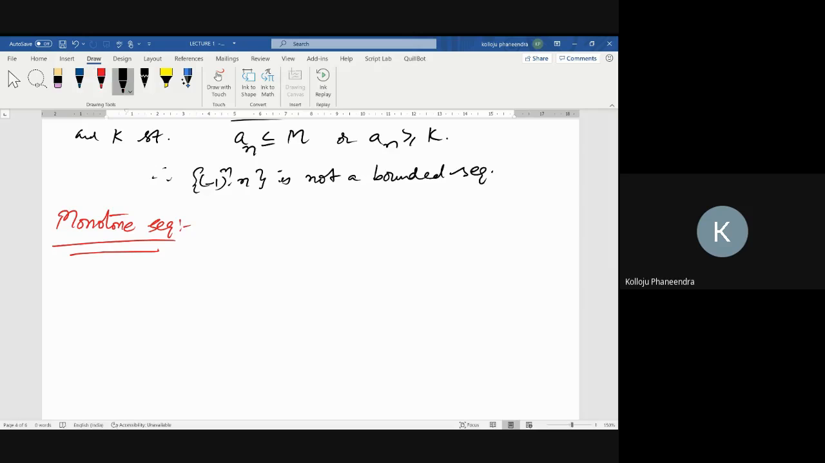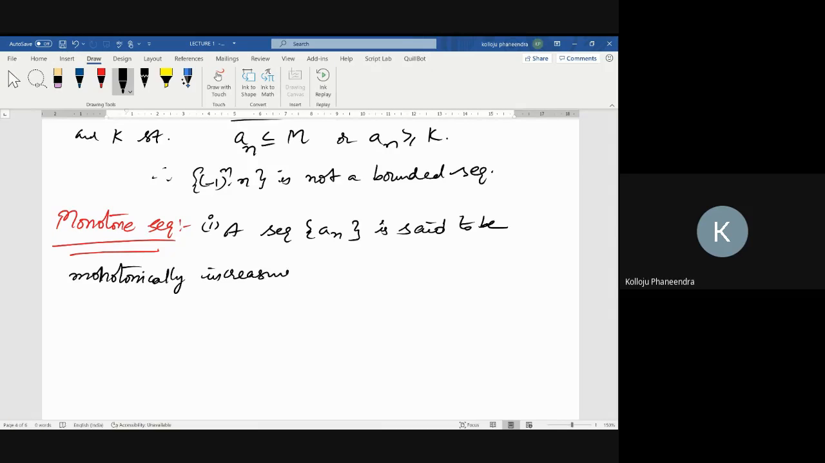Monotone sequence means a sequence a_n. First case, a sequence a_n is said to be monotonically increasing if the nth term is always less than or equal to the (n+1)th term for all n.